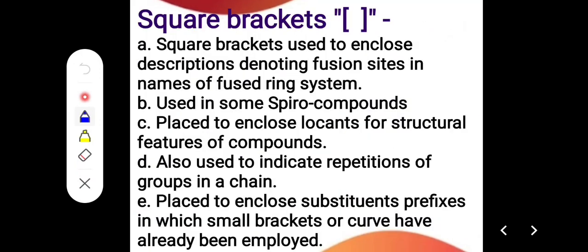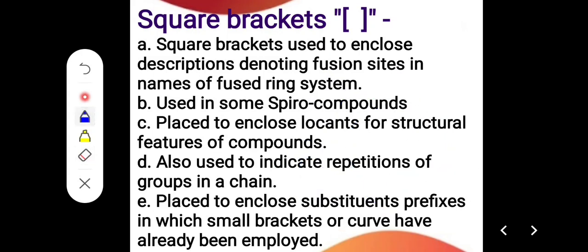Next one, square brackets, or we can say the third bracket. Square brackets are used to enclose the description denoting fusion sites in names of fused rings. If two rings are fused to each other, that is, there are two shared carbon atoms, that should be termed as fusing. Suppose benzopyrene: there are two carbons in common between the two rings, so we can term this as a fused ring system. Two rings are fused together.